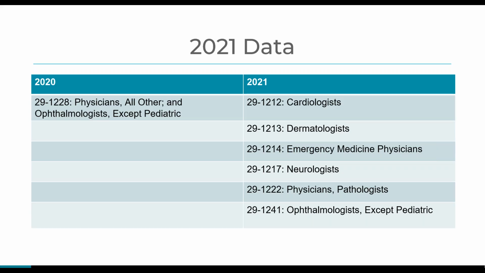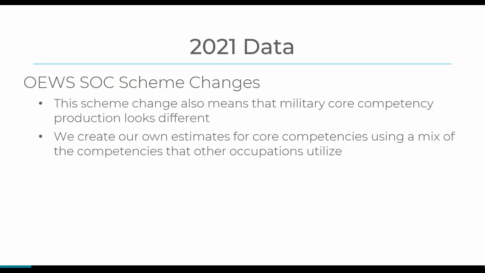In place of that detailed code now, the 2021 data set has codes and unique ratios for cardiologists, dermatologists, emergency medicine physicians, neurologists, physicians that are pathologists, and then that other component of the original code of ophthalmologists except pediatric. This is a nice example because it shows the increase in resolution that we're able to get due to the updates with the OEWS source detail. Overall, we added about 44 new occupation codes this year at the detail level.